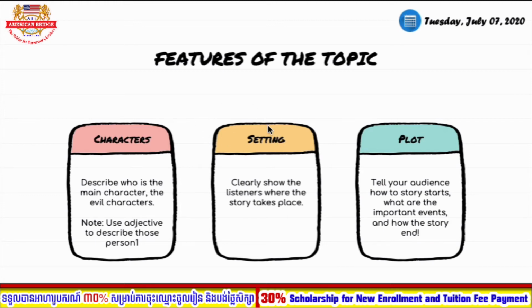And moving on to the other important things, you need to tell your audience the settings of the movie, where it happens. Mostly you talk about the locations where the story takes place. Is it a real location or just a fantasy location? Last but not least, the plot, which is the important events in the story. So you need to tell your audience how the story starts, what the important events are, and how the story ends.